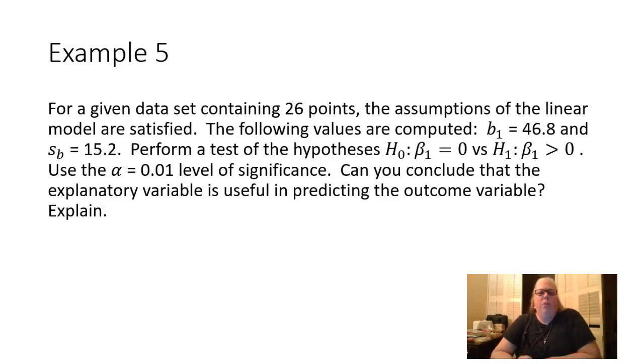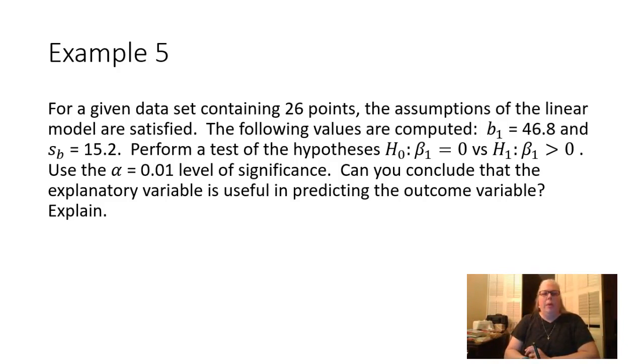Example 5, for a given data set containing 26 points, the assumptions of the linear model are satisfied. The following values are computed. The slope, b sub 1, is equal to 46.8, and the standard error for the slope, s sub b, is 15.2. Perform a test of the hypotheses. The null hypothesis, the slope is 0, versus the alternate hypothesis, the slope is greater than 0. Use the alpha equals 0.01 level of significance. Can you conclude that the explanatory variable is useful in predicting the outcome variable?